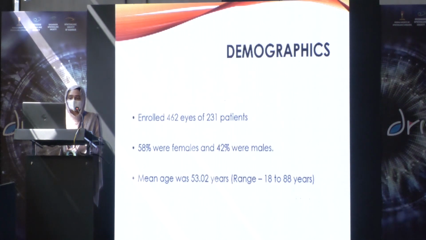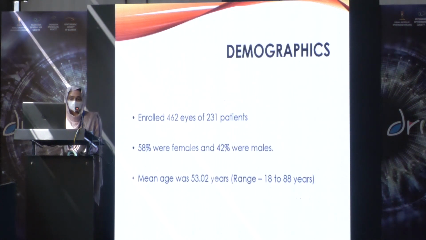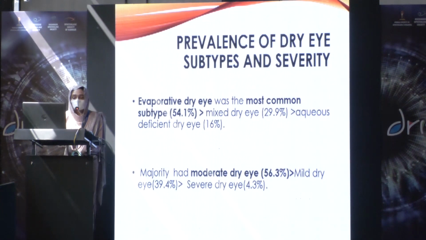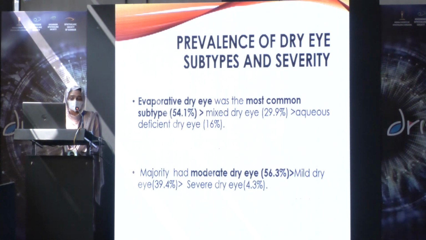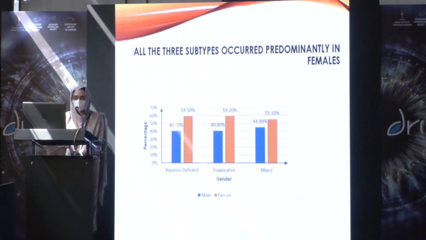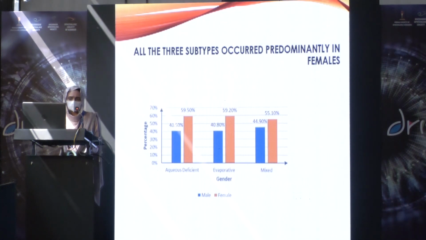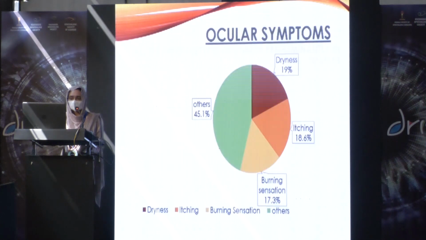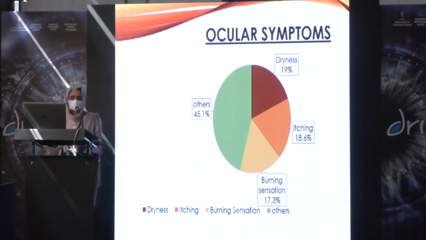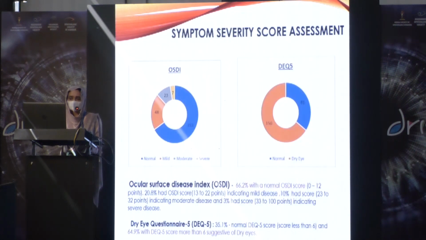Moving on to the results, we enrolled a total of 231 patients and the majority were females and the mean age was 53.02 years. Evaporative dry eye was the most common subtype followed by mixed dry eye, and the majority of patients had moderate severity of dry eye. All the three subtypes of dry eye occurred predominantly in females, and the predominant symptom reported by patients was feeling of dryness followed by itching and burning sensation.